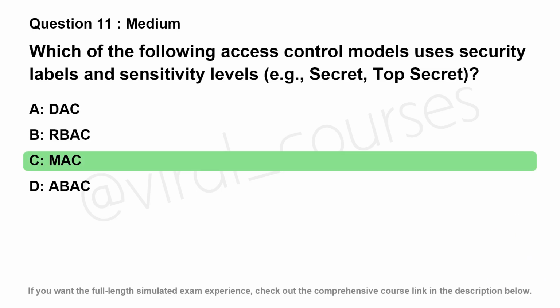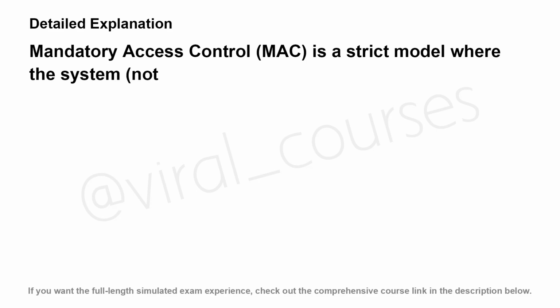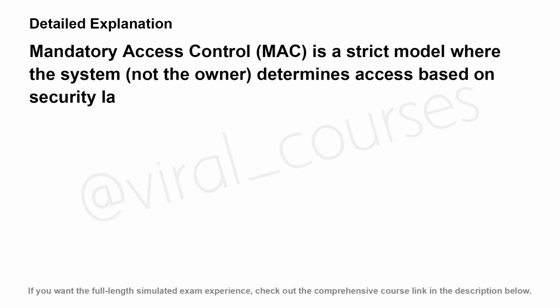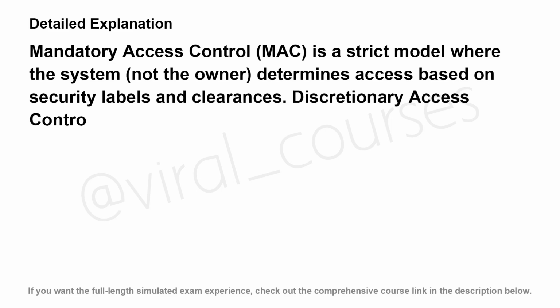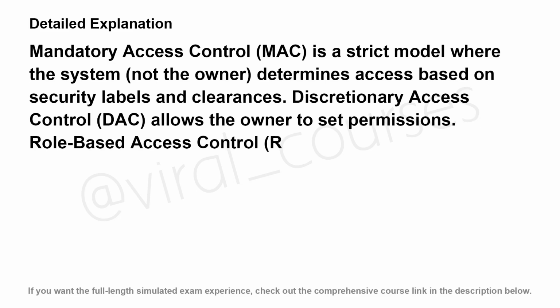The correct answer is C. Mandatory access control, MAC, is a strict model where the system, not the owner, determines access based on security labels and clearances. Discretionary access control, DAC, allows the owner to set permissions. Role-based access control, RBAC, uses job functions.